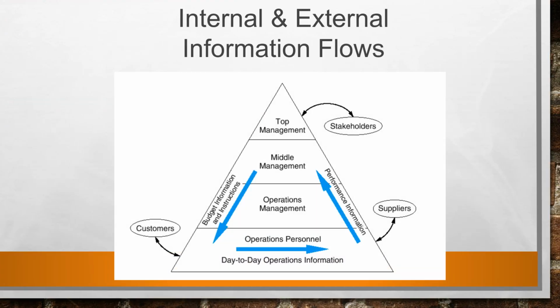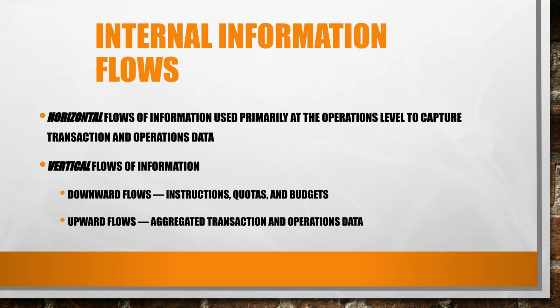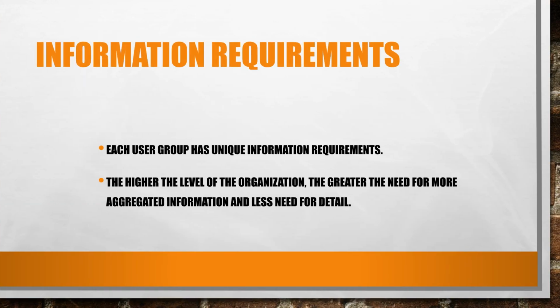This diagram illustrates the internal and external information flows within an organization, highlighting how data moves between management levels, stakeholders, customers, and suppliers. Internal information flows horizontally at the operations level to capture transaction data, and vertically through downward instructions and upward aggregated reporting. Each user group within an organization has unique requirements. Typically, higher management levels require more aggregated information, while lower levels need greater detail.